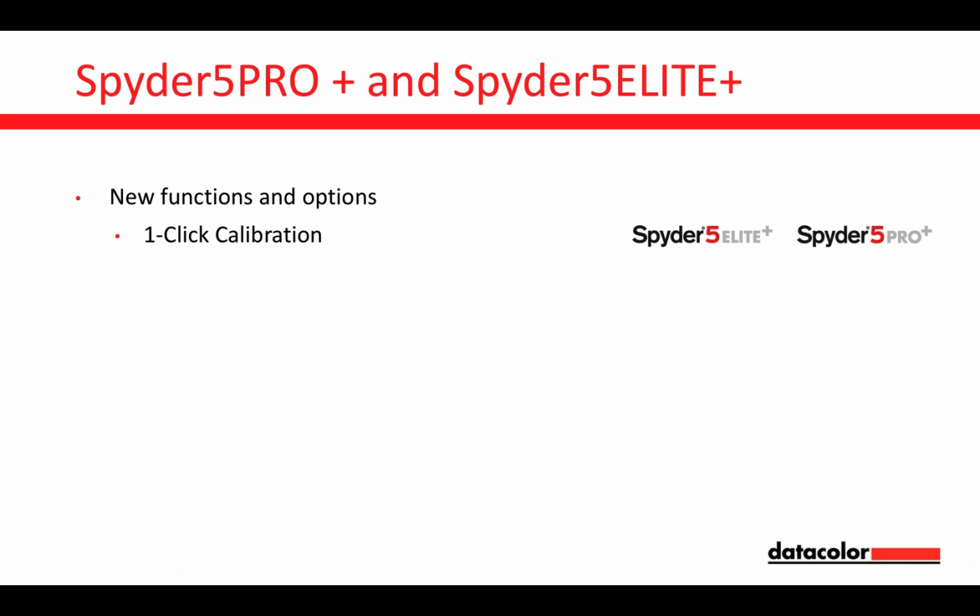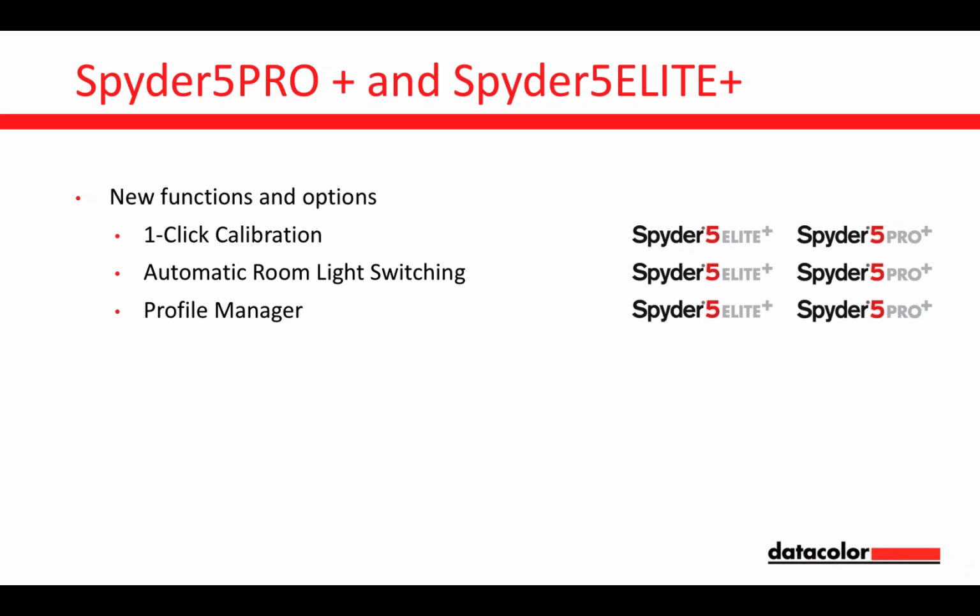One of the new Plus features is one-click calibration, and that's available on the Spyder5 Elite Plus and Spyder5 Pro Plus. Automatic room switching is also available on the Elite Plus and the Pro Plus. A profile manager will help better manage which profile is active on which screens. That's on the Elite Plus and the Pro Plus.